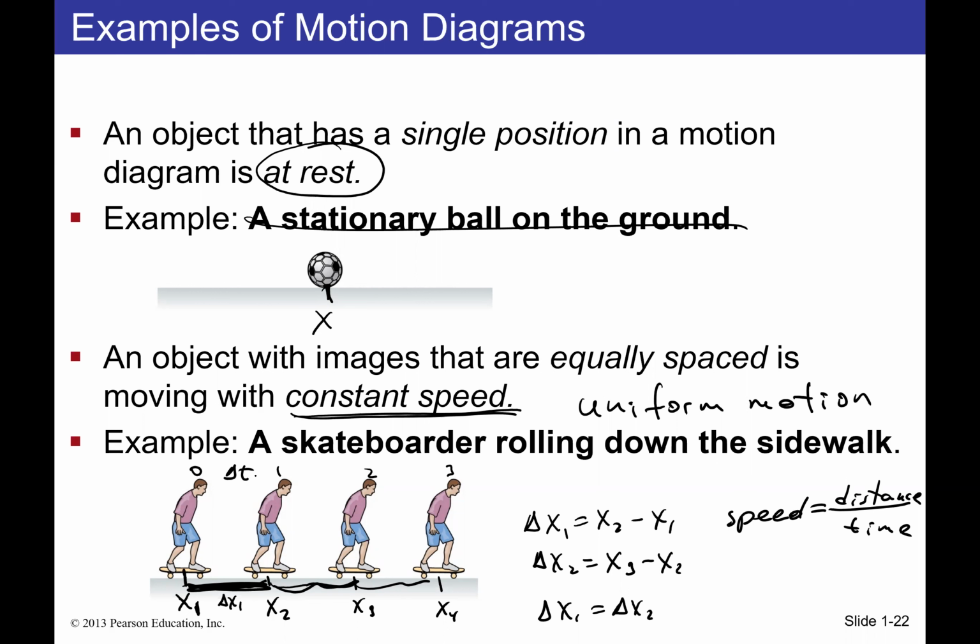So if I calculate the speed for this first time interval, and then the speed during the second one, and the speed during the third one, I'm going to get the same thing, because all of those three have exactly the same distance and exactly the same time interval. So I'm going to get exactly the same speed for all of them. So that's why we can say it's a constant speed. Constant means it's not changing as a function of time.